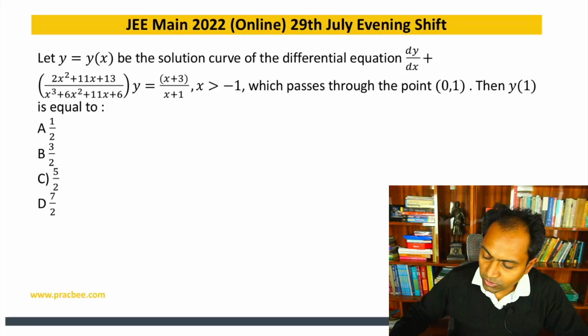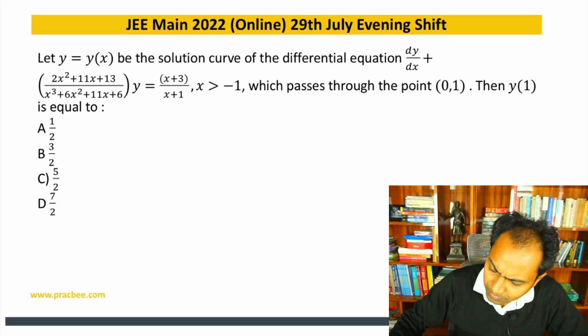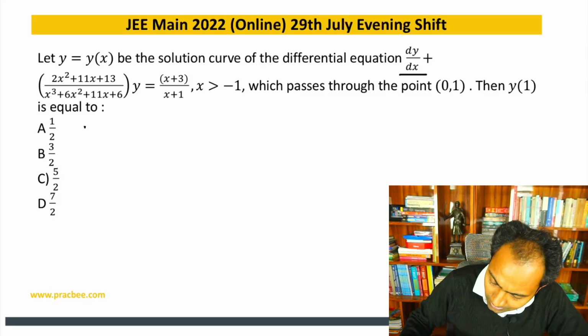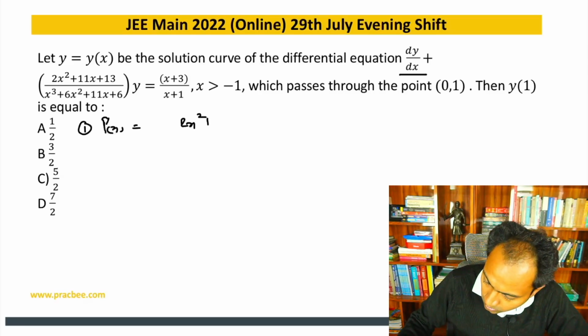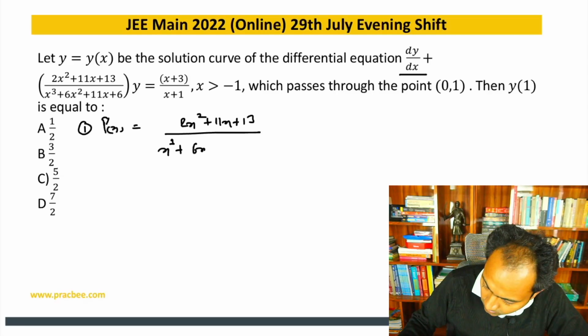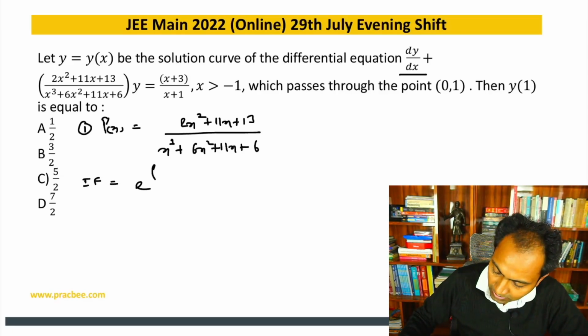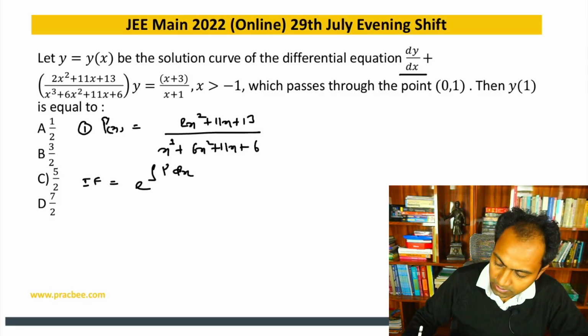If I look into this 2022 question, it is again based on the idea of a linear differential equation. But if you look into this equation, you can clearly make out that the value of p(x) will be nothing but 2x square plus 11x plus 13 divided by x cube plus 6x square plus 11x plus 6. So in order to find the integrating factor, that is our first step in all such questions, I will have to do the integration of p dx.